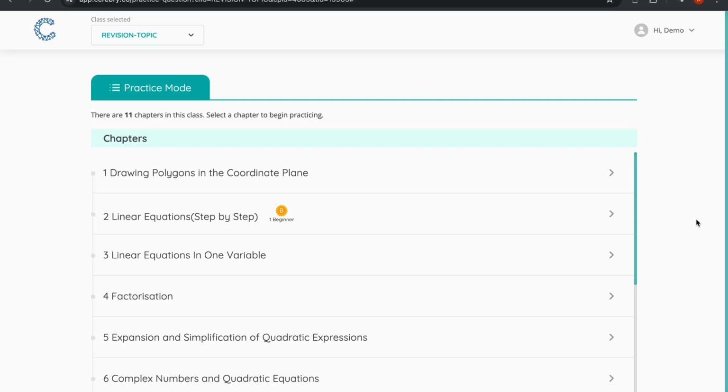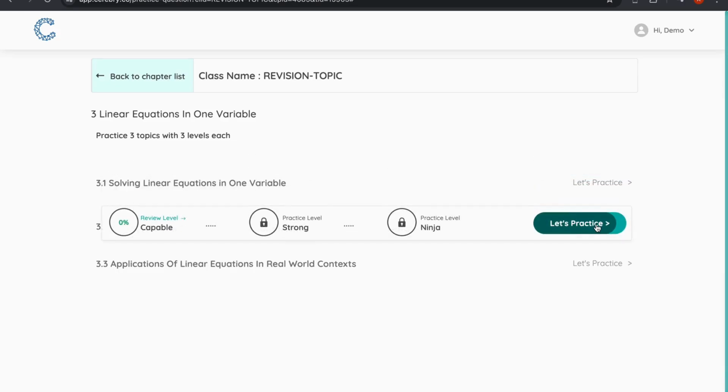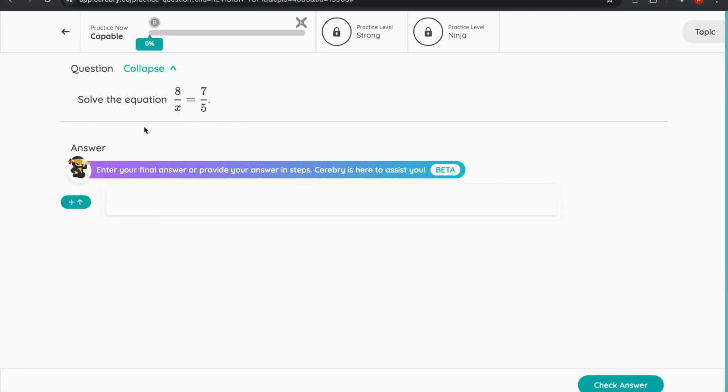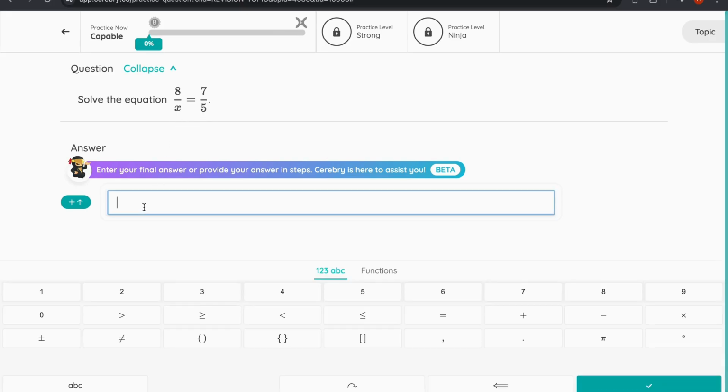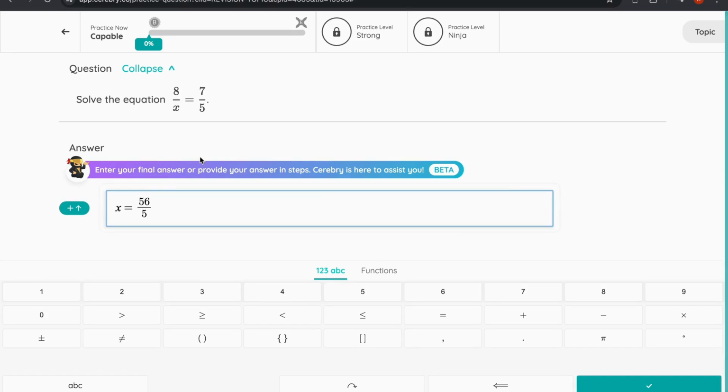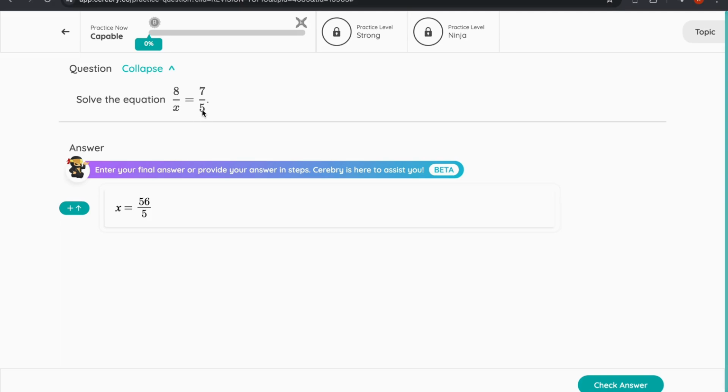Cerebry platform identifies the error that the student has made while answering a question. This helps the student rectify it and answer the question more accurately the next time. Let's see one such example. In this case, let's say the answer is 40 by 7. Let me put the answer as 56 by 5. So instead of multiplying these two, I've multiplied these two.